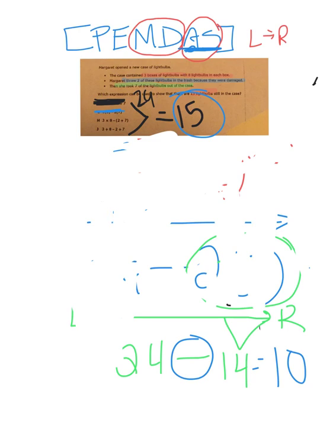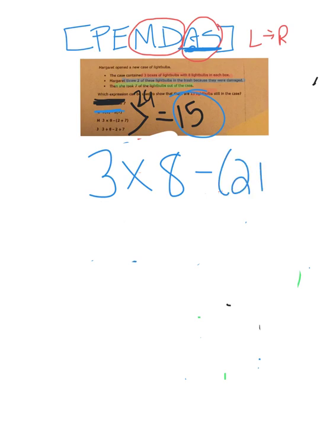And hopefully these PEMDAS rules are starting to make more sense to you. My suggestion is to always write PEMDAS down. Don't try to do this in your head. Don't try to do mental math. You need to follow this strategy and organize your numbers, or else you will get it wrong. Okay, so let's look at the next one. 3 times 8 minus 2 plus 7.